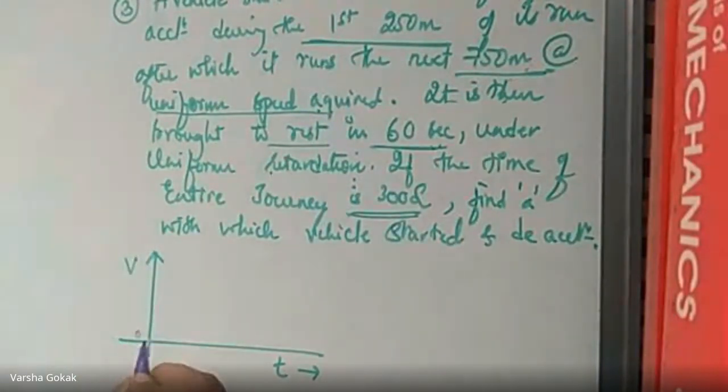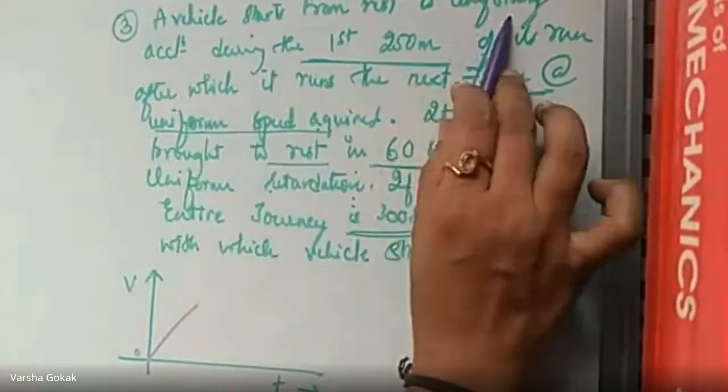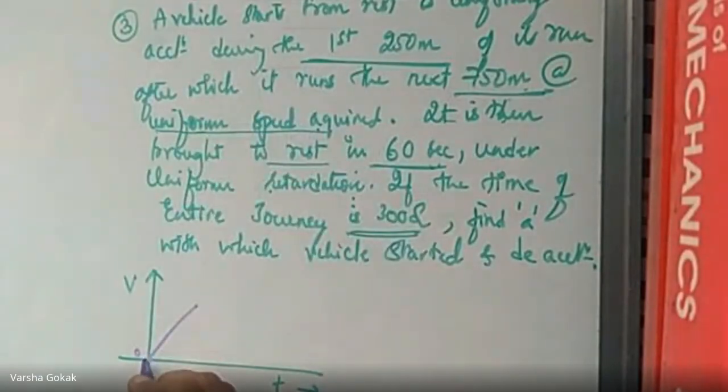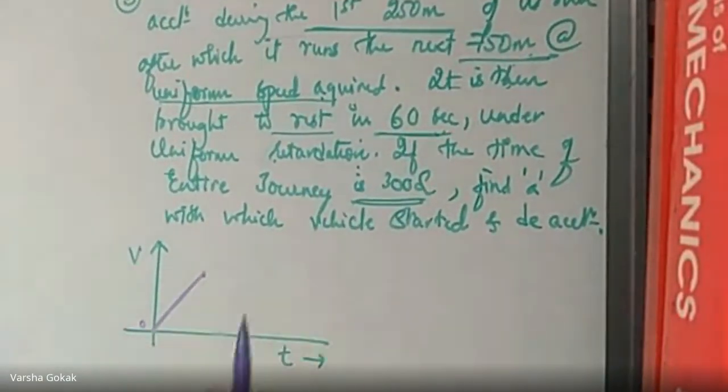So origin, this is O here. Vehicle starts from rest, which means it starts like this, right? The vehicle starts from rest with a uniform acceleration during the first 250 meters. Now when we are drawing this VT graph, when I say it has gone up to 250 meters, I stop here. It has reached some final velocity. So when I draw a line over here, this becomes S1.